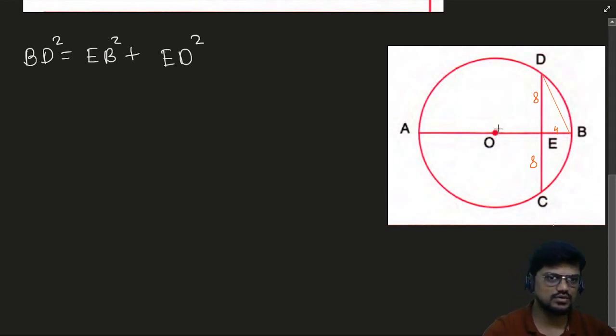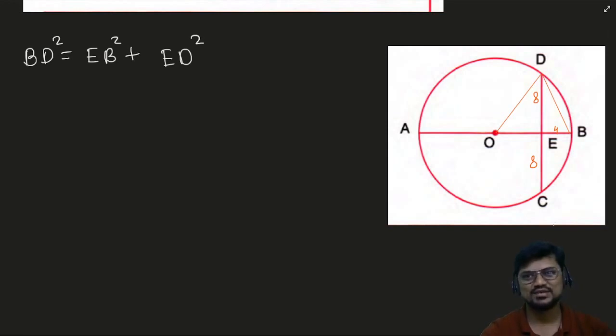ED is equal to 8 only, and OE we will get. How will you get it? You don't have OD as well as OE. How will you find it? Tell me how you will find.